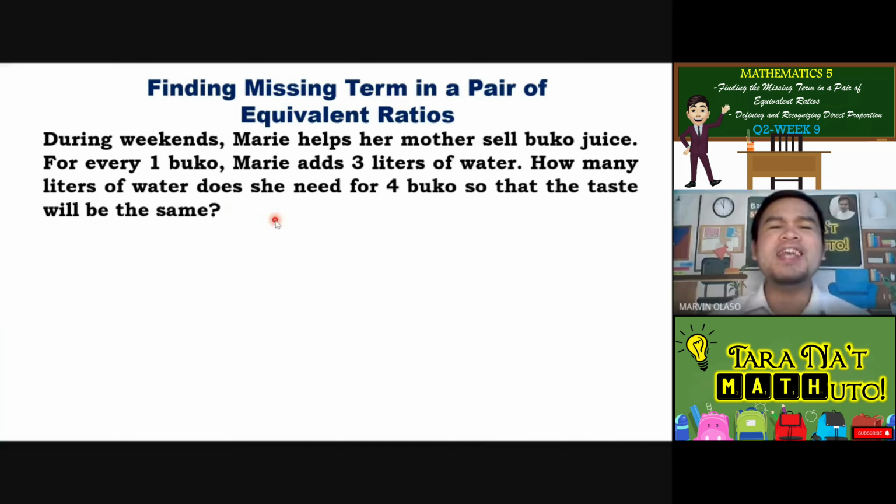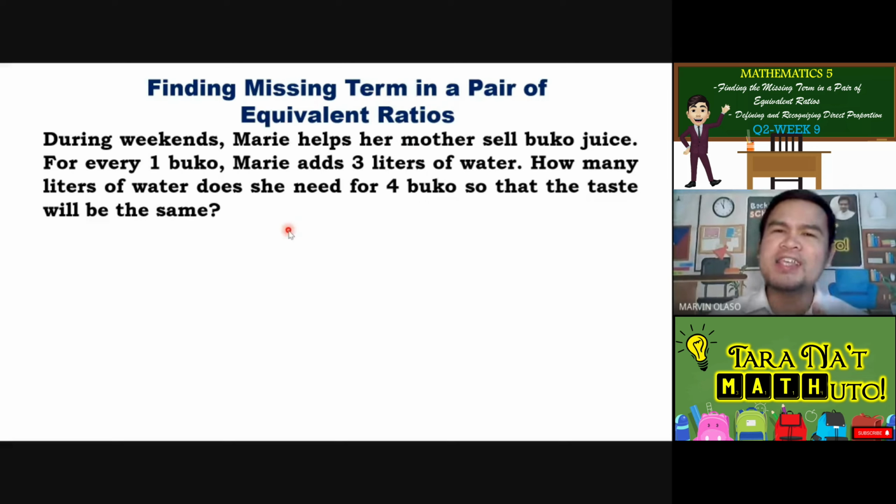Okay, now, let us follow the 4 main steps in solving problems. First, let us understand what is asked in the problem. Okay, we are going to look for the liters of water that Marie needs for 4 buko so that the taste will be the same. So yun ang ating hinahanap. The second, what are the given? We have 1 buko. For every 1 buko, we need or Marie adds 3 liters of water. So another given is what if there are 4 buko? So 4 na buko. So ilang litro ang kailangan?